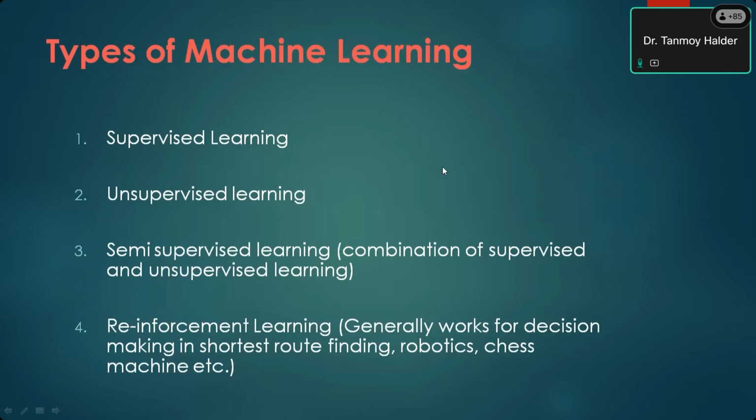So for doing this, there are actually types of machine learning. Normally when we talk about machine learning, these terms are very usual now: supervised learning, unsupervised learning, semi-supervised learning, and reinforcement learning. So I'm discussing one by one.